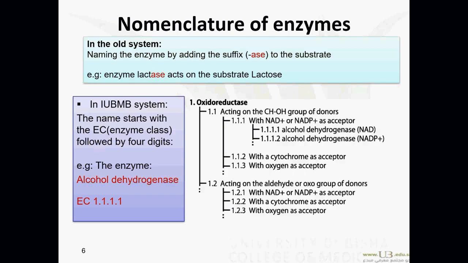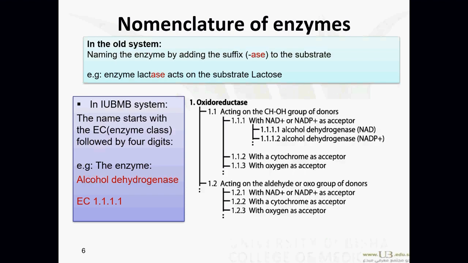If this enzyme plays a role in the transfer of any functional group from one group to another, this first digit will be 2. If it is a hydrolyzing enzyme, it will be 3. If it is a lyase enzyme, it will be 4. If it is an isomerase, it will be 5. If it is a ligase, it will be 6. So this specific enzyme, alcohol dehydrogenase, belongs to the first major class, the group of enzymes that activate oxidation reduction reactions.